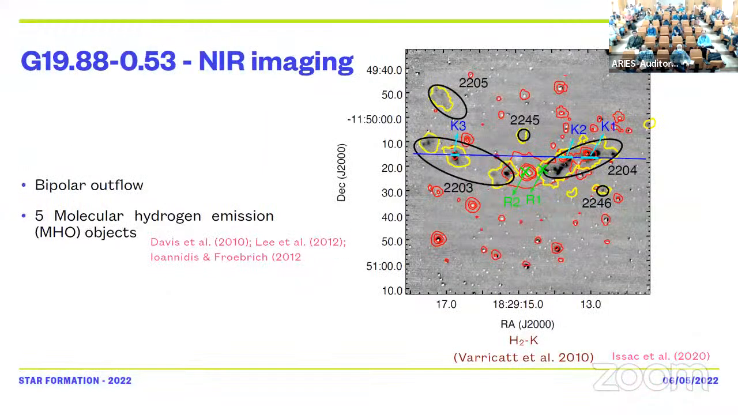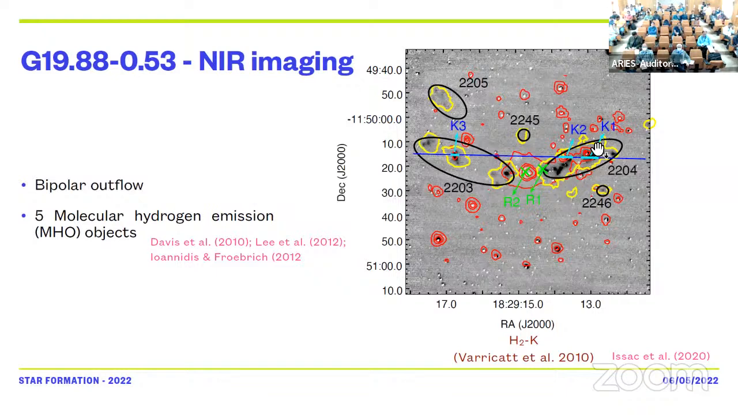Similarly, in the case of G19.88, this is the continuum subtracted H2 image we got from this paper. As can be seen, there is a clear bipolar outflow in the east-west direction, which is seen by the H2 knots in the background image. The black ellipses are the molecular hydrogen emission-line objects identified by these authors, and the numbers are their catalog entries. The yellow contours correspond to the H2 emission from the UKIRT survey, and the red contours are the 4.5 micron emission from the IRAC band.